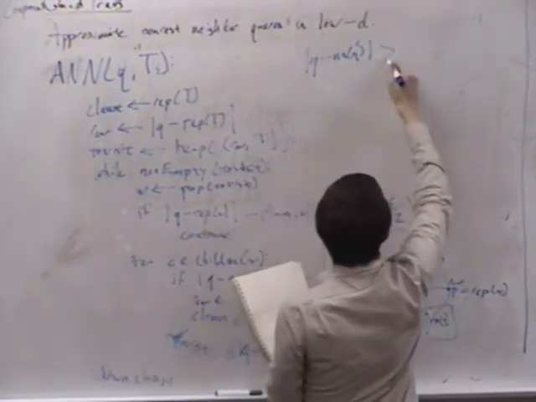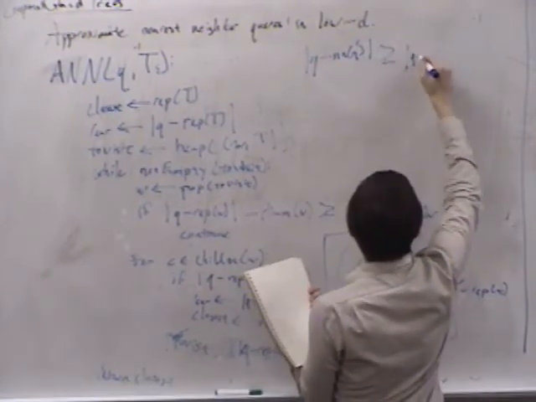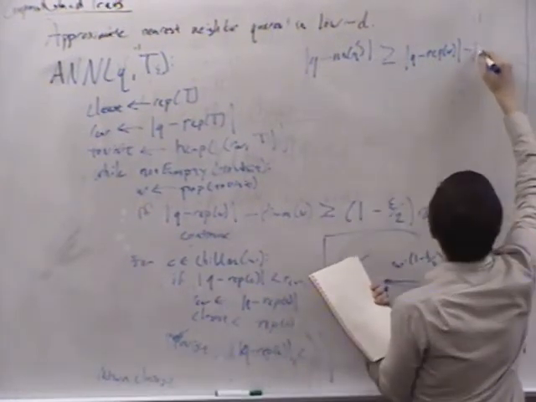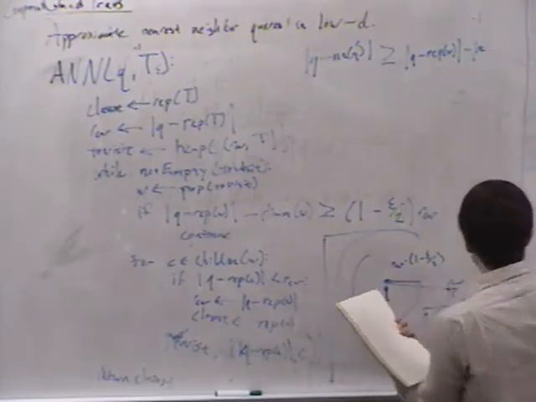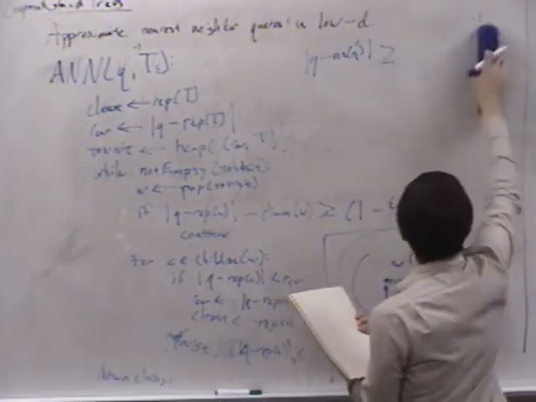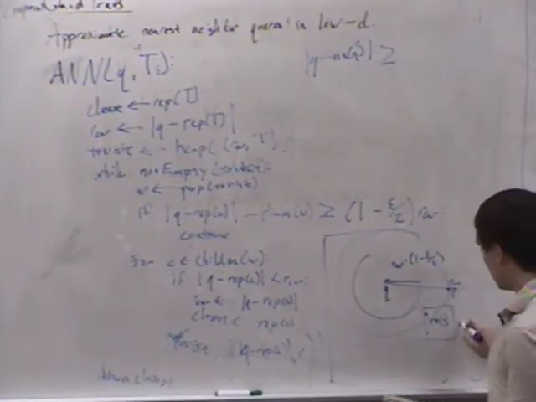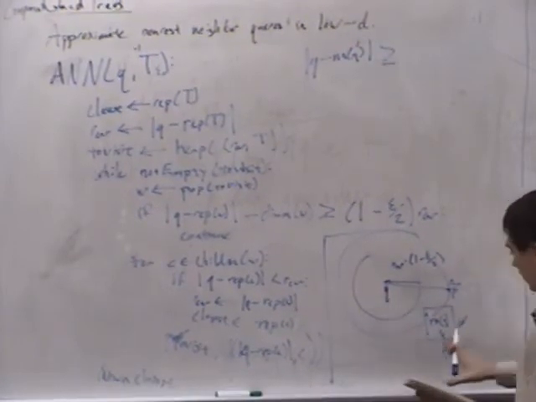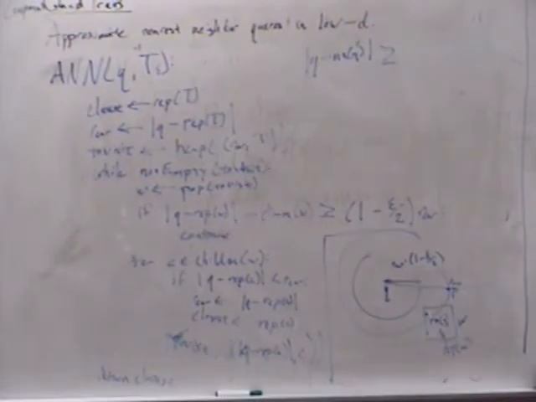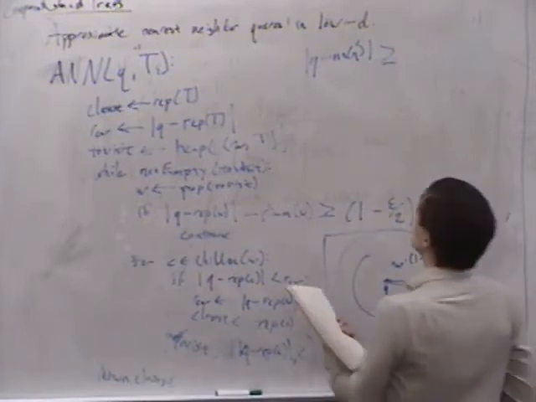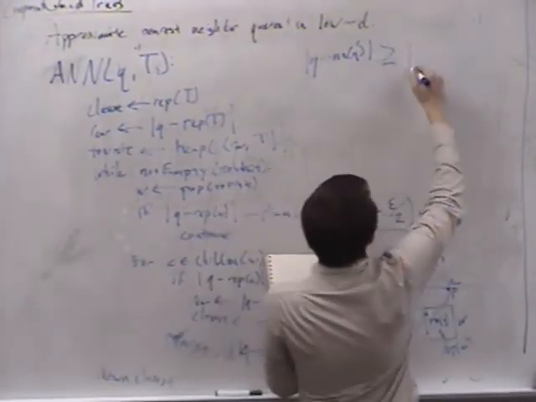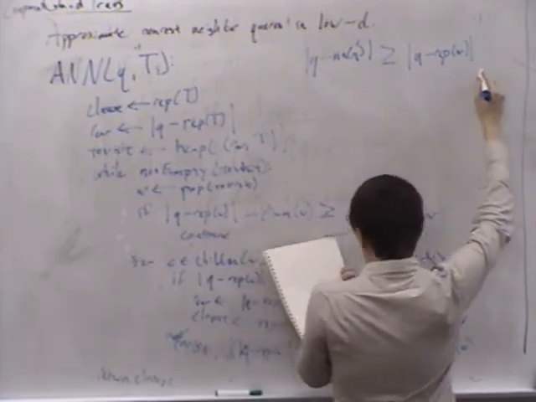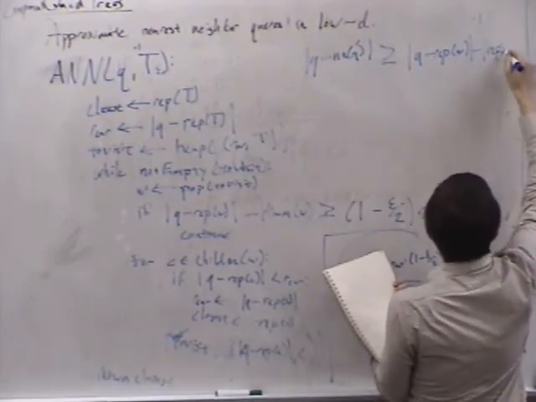So this distance here has to be greater than or equal to q minus rep w minus the distance from, or actually, no, I don't want to make that one rep w. Let's call this quadtree node here w, and then let's say that this point here is rep w. OK, that's the actual point there. So this is the way I want to do it. Here, this has to be bigger than q minus rep w minus the distance between rep w and the nearest neighbor of q.